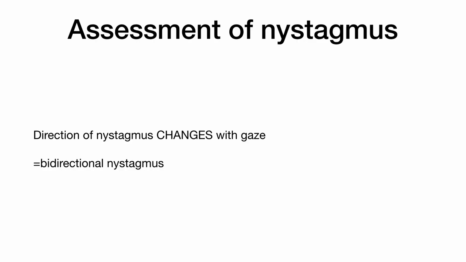This woman has small abnormal beats of nystagmus, which when she is looking to the right, beats to the right. Then, when she looks to the left, the nystagmus changes direction and now beats to the left. This is called bidirectional nystagmus. Not every patient with a central cause to their vertigo has bidirectional nystagmus, but if it is seen, it is highly specific for central vertigo.